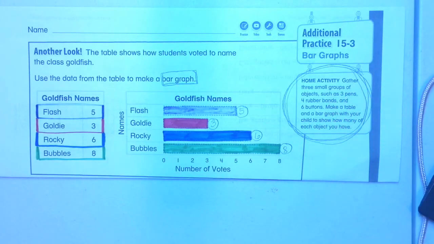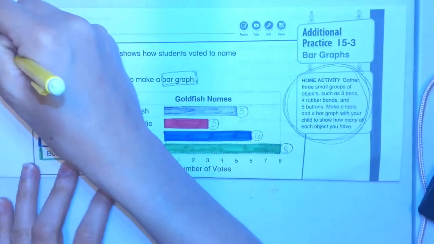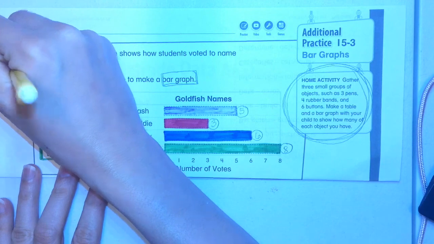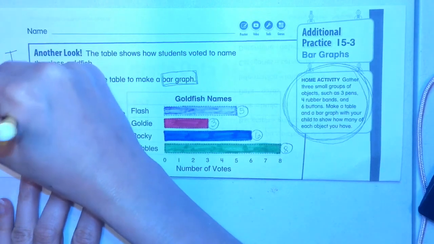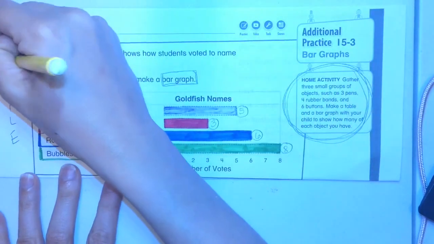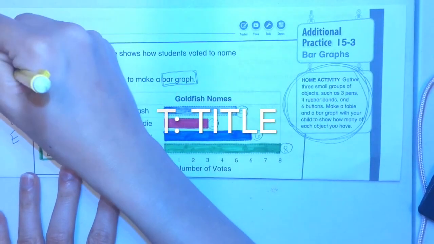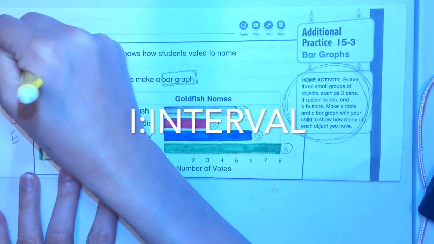Alright, our strategy for graphs is pretty easy. It's the word tickle. Tickle. So I'm going to write tickle, T-I-C-K-L-E. And each letter stands for something. So the T stands for title. The I stands for interval.